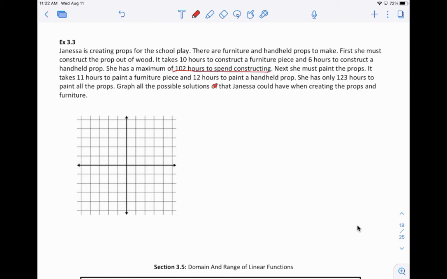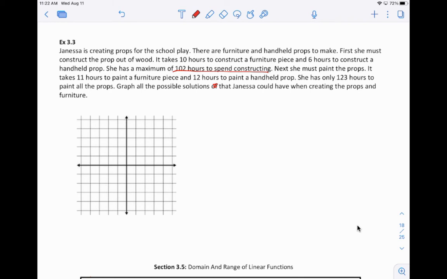Why is it 102 hours? Maybe she did the math ahead of time, right? She has 3 days or whatever it is. Actually, how many is that? Divided by 24 is 4.5 days, 4 and a little bit more days. So she's only got that much time. And it takes 10 hours to construct a piece of furniture and 6 hours to make a prop. So does she have enough time to make all of it is really her question.